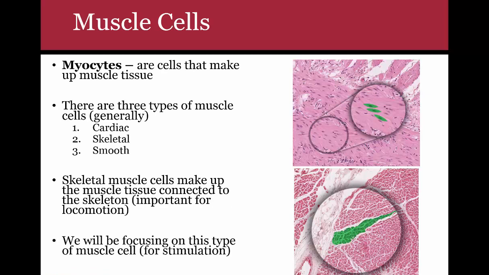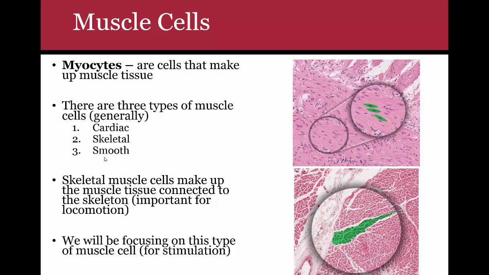Generically, muscle cells are called myocytes. There are three types of muscle cells. There's cardiac, which we covered with the ECGs. There are skeletal and smooth muscles. What's important for us are skeletal muscles.